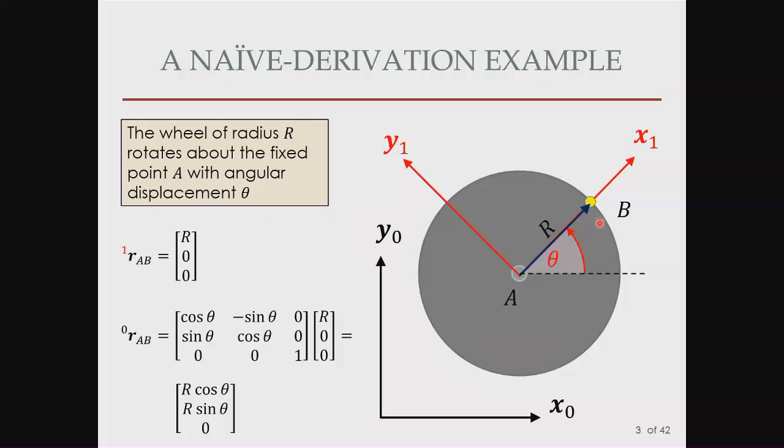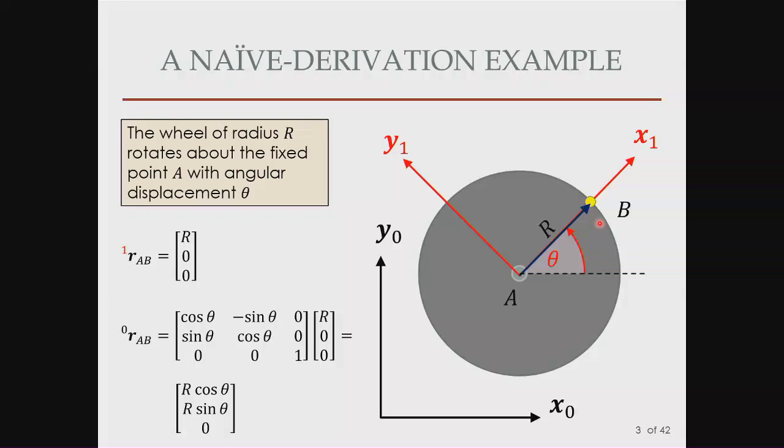Now you can start thinking, yeah, but this is what frame 1 thinks that point B is doing. If you're sitting on frame 1 and moving with frame 1, for you, you perceive point B as stationary. But this is not what I asked. I asked, what is the absolute linear velocity of point B? Not how it is perceived from some moving object.